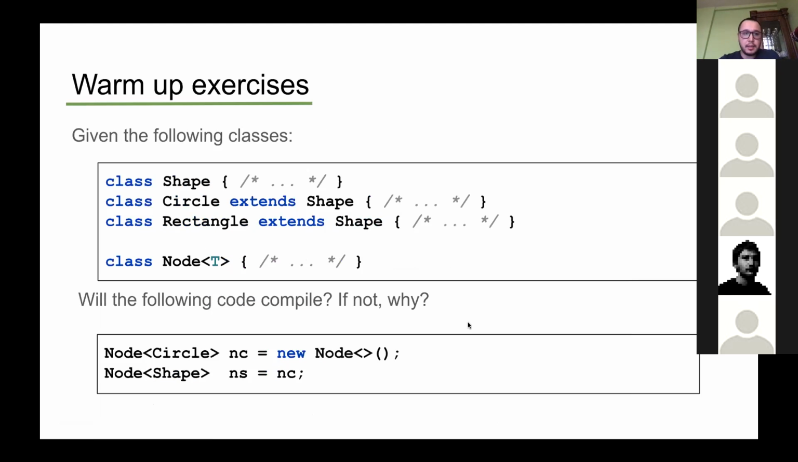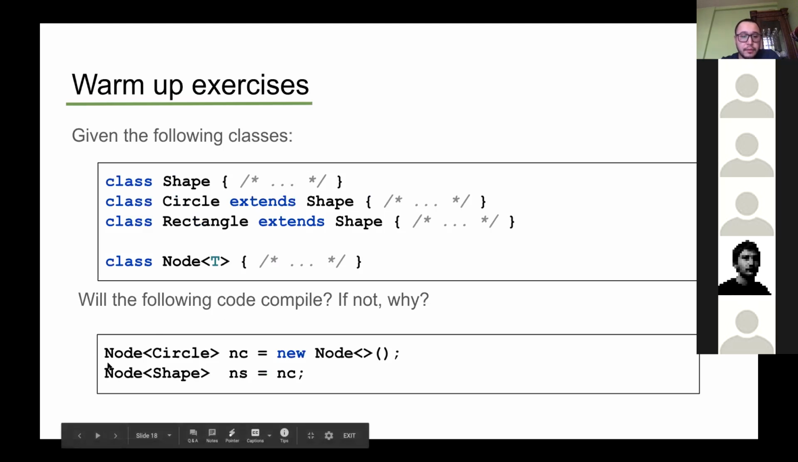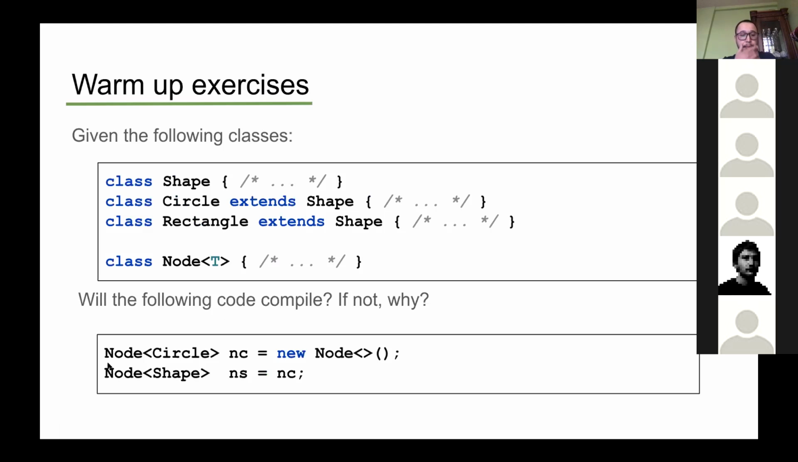So let's talk about this exercise. Given the following classes, we have a parent class Shape, and Circle and Rectangle child classes, which extend from the Shape class. And let's say we defined a Node class, which can be parameterized, right? What do you think? Will the following code in the bottom box compile?